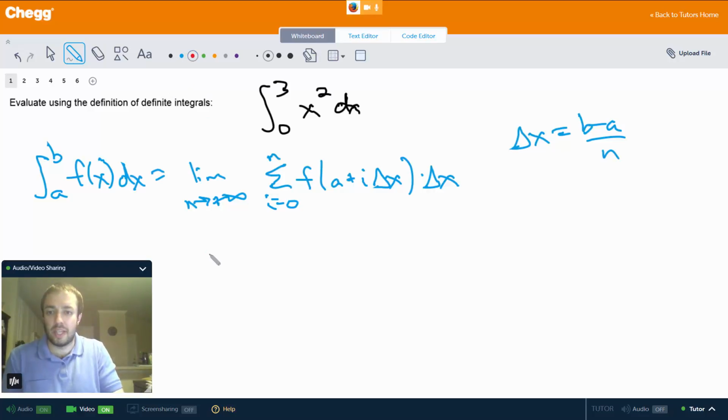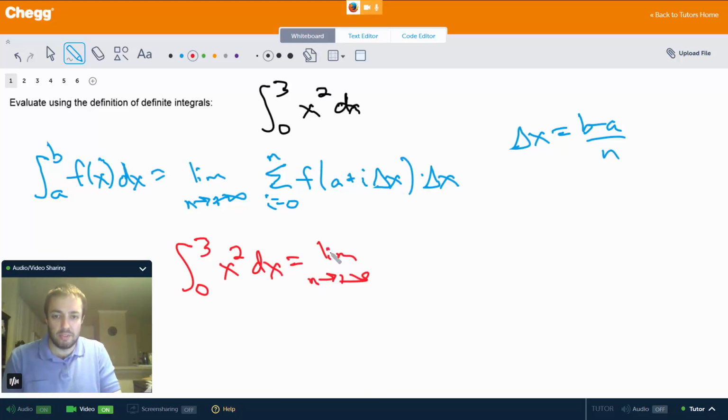So in our specific case, we have the integral from 0 to 3 of x squared dx equals the limit as n goes to positive infinity of the sum from i equals 0 to n of what? F of, well, what's happening? So what's a and b in our case? Well, in our case, a is 0, b is 3.